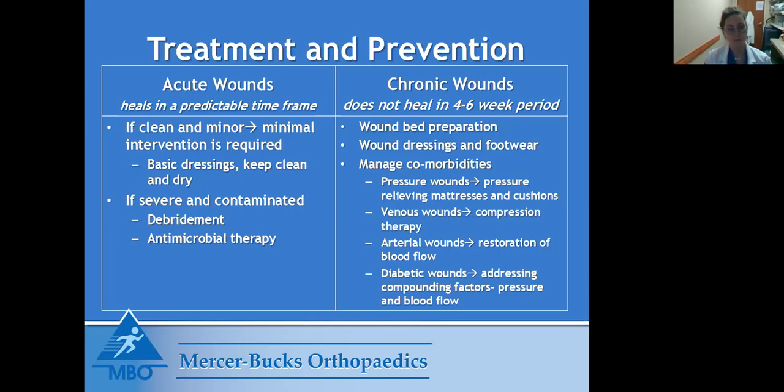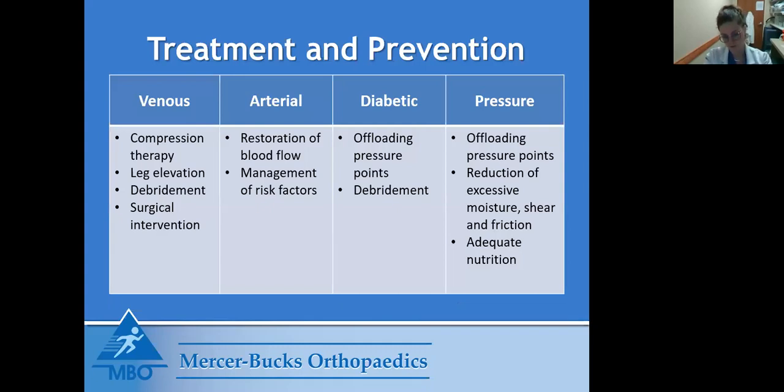Diabetic wounds, what's most important is addressing the compounding factors. So that lack of blood flow that can be there, and also pressure from having foot deformities. This is just elaborating a little bit on what I was just saying for each wound category. In venous wounds, compression therapy is essential. Elevating your legs is really important. Surgical debridements can be necessary, or just debridements within the office. Arterial wounds require a restoration of blood flow and managing any risk factors that the patient has. Diabetic wounds require offloading pressure points, and they also require debridements.